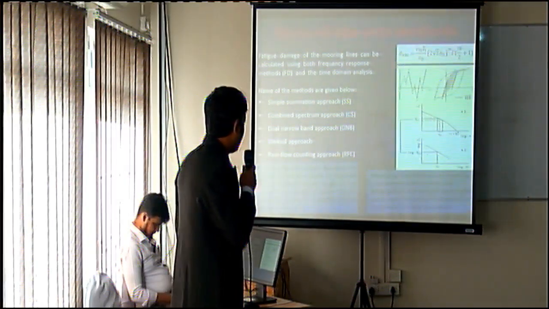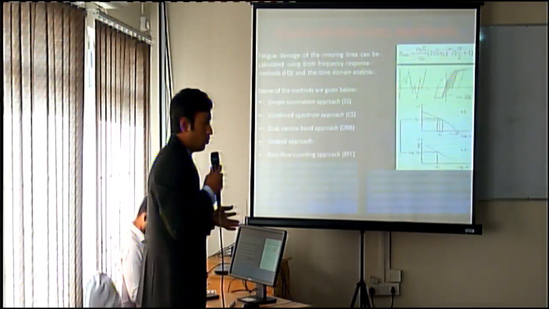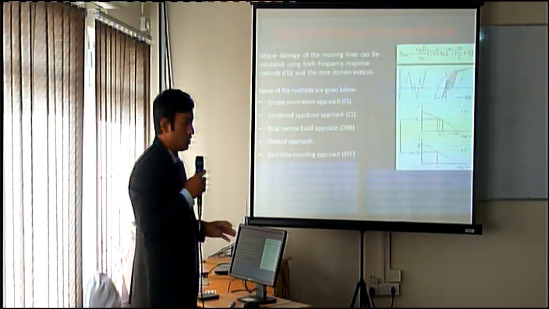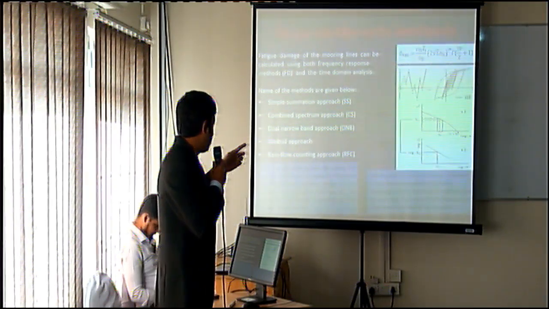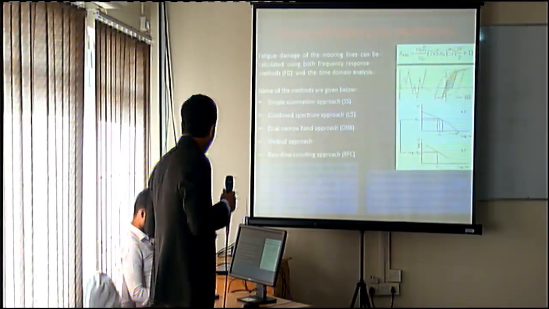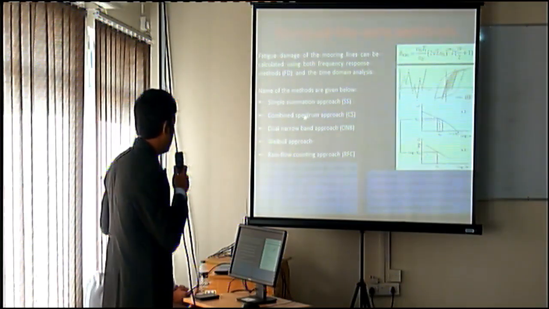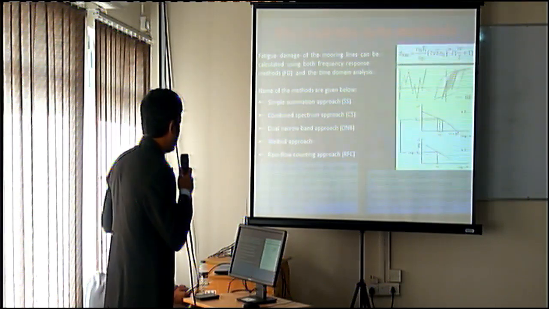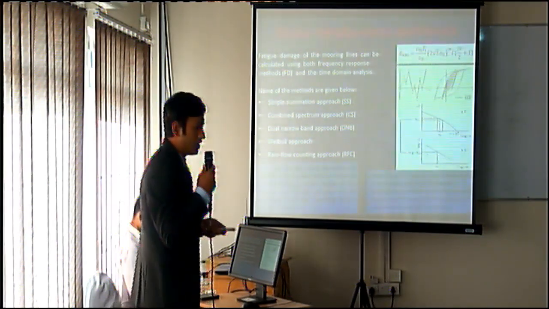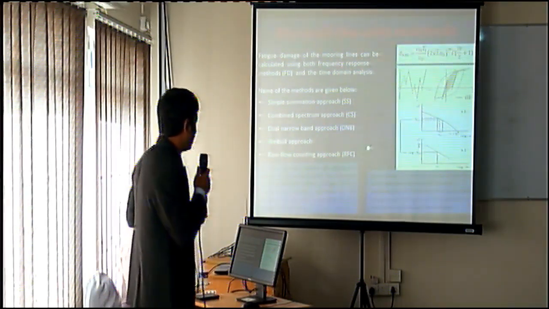Let's now get some idea about the state-of-the-art methods, meaning what methods are already available. We can do the analysis in two types of domain: one is frequency domain and another is time domain. The first approach is a simple summation approach, the second is combined spectrum, and the last is dual narrowband. All these three are frequency domain, which means they will not require that much time. But the latter two methods, the Weibull approach and the rainflow counting method, are time domain analysis.